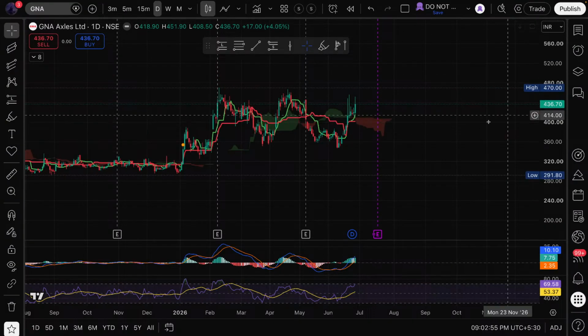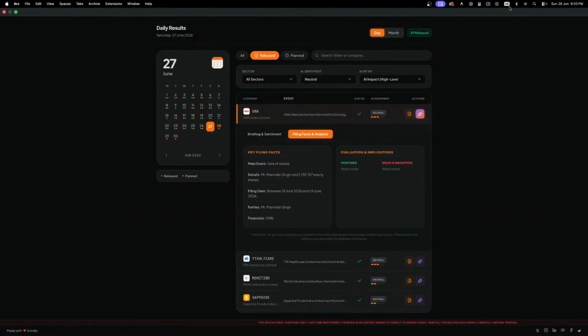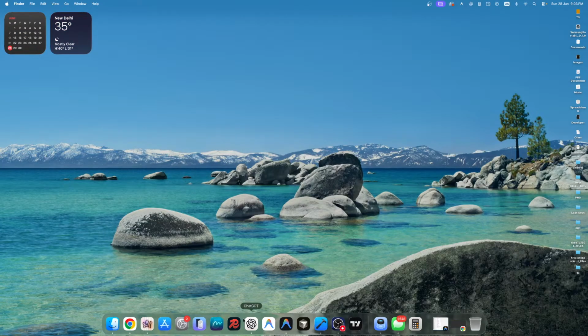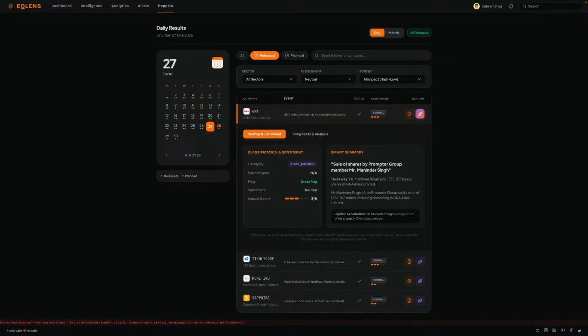Alright, that is 436 into 11 lakh. Yeah, this is correct. Close to 50 crores. It's more than that. I rounded it to 11, but more stock has been sold by this particular person, Mr. Mahinder Singh. Portion of his share in, okay.